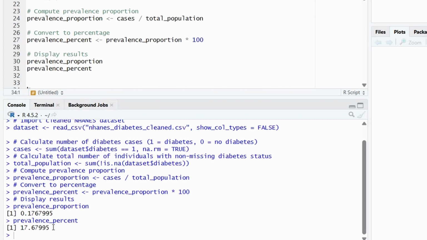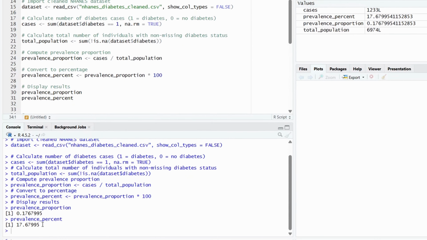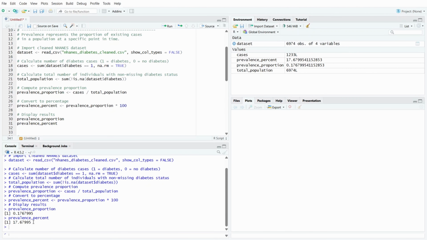From a public health perspective, this number represents the burden of disease in the population we are studying. Prevalence helps us understand how widespread diabetes is and informs healthcare planning, resource allocation, and prevention strategies. It is important to remember that this estimate reflects our sample. If we wanted a nationally representative estimate, we would need to apply survey weights. However, for demonstrating the concept of prevalence, this calculation clearly shows how we move from cases and totals to an interpretable population measure. Next, we calculate incidence.